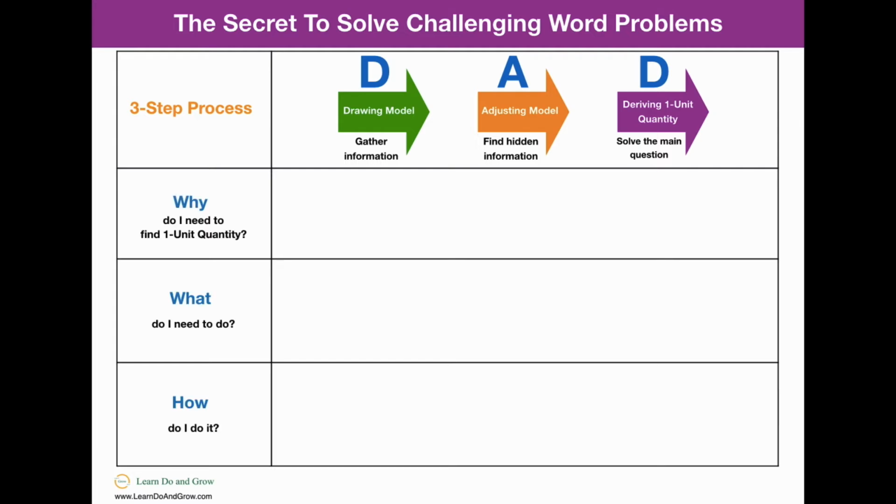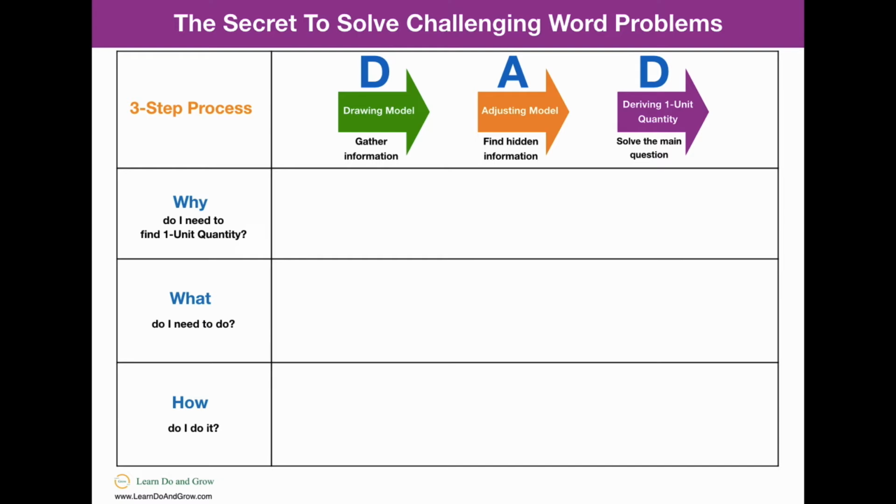In order to help students remember how to use STAR to solve any challenging word problems, we can ask the student these three questions. One, why do I need to find one unit quantity? And what do I need to do? And how do I do it? So from these three questions, you can solve any question. From these three questions, solving any challenging word problem becomes so logical.